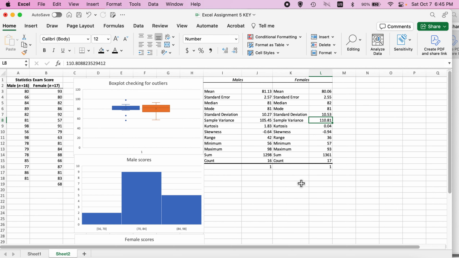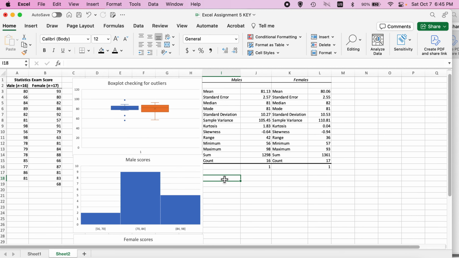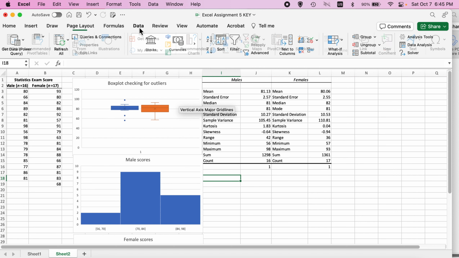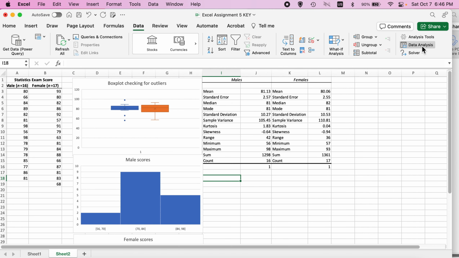However, to test this assumption in a better, more complete way, we're going to use an F test. So you can click insert, or not insert, I keep going back to that. Click data analysis. Oh, I wanted to mention too, if you have problems finding that data analysis tab.